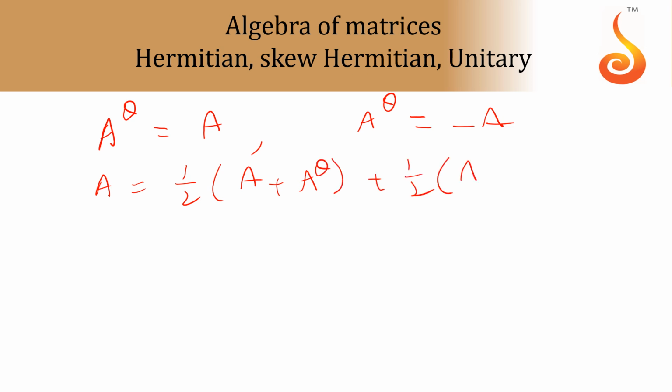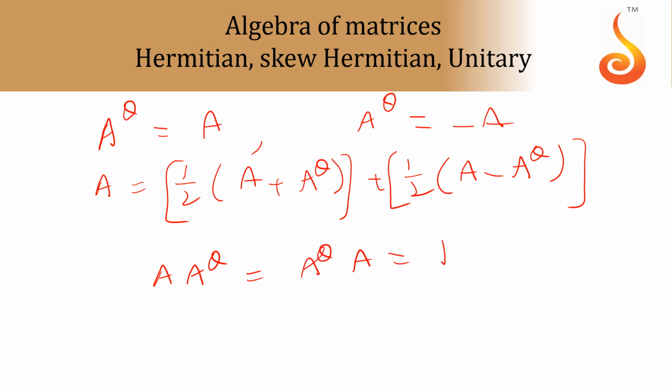Hermitian: if A theta is A, it is called Hermitian. If A theta is minus A, it is called skew Hermitian. Just like symmetric and skew symmetric, any square matrix can be written as a sum of one Hermitian and one skew Hermitian. If A into A theta equals A theta into A equals I, then A is called a unitary matrix.